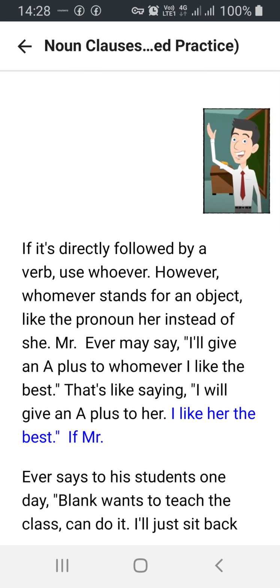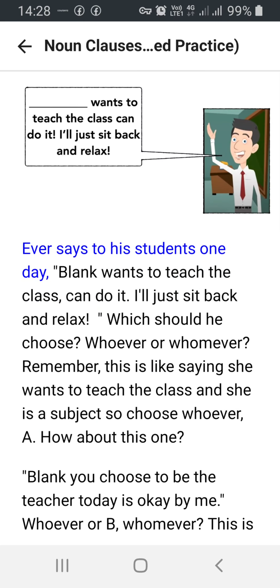If Mr. Ever says to his students one day, blank wants to teach the class can do it. I'll just sit back and relax. Which should he choose? Whoever or whomever? Remember, this is like saying she wants to teach the class, and she is a subject. So choose whoever, A.